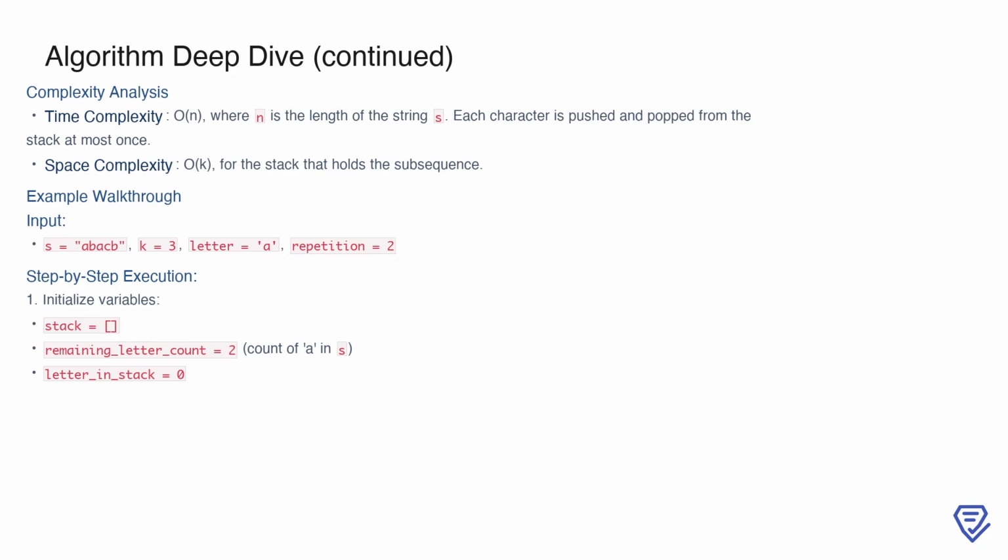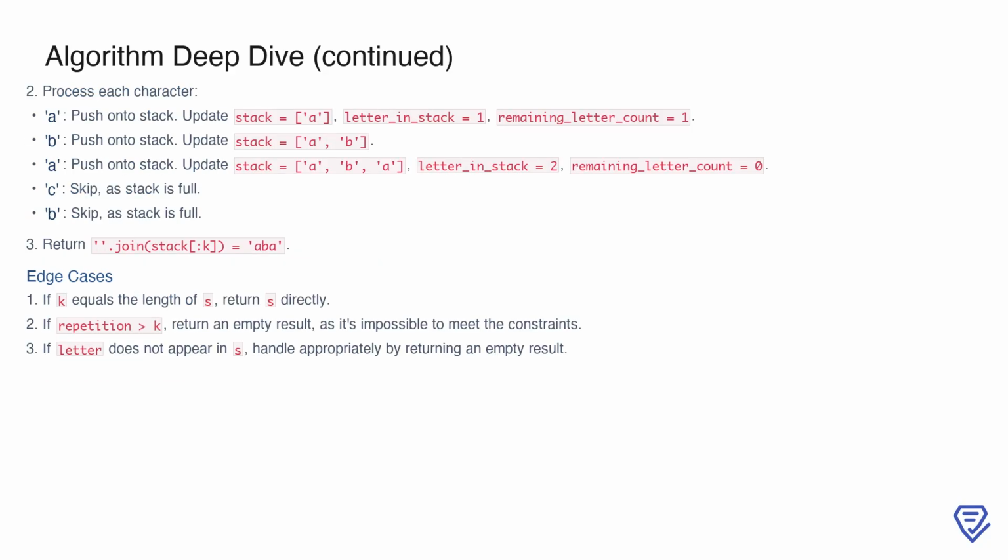We initialize our variables as follows: an empty stack, remaining_letter_count equals 2 because there are 2 occurrences of a in s, and letter_in_stack equals 0 since the stack is initially empty. As we process the string, these values will be updated based on the algorithm's rules. We start processing each character in the string.